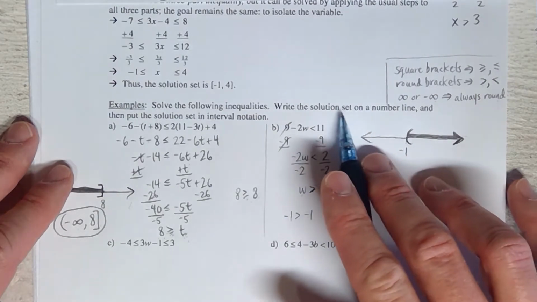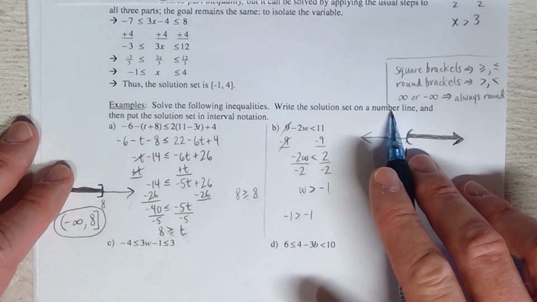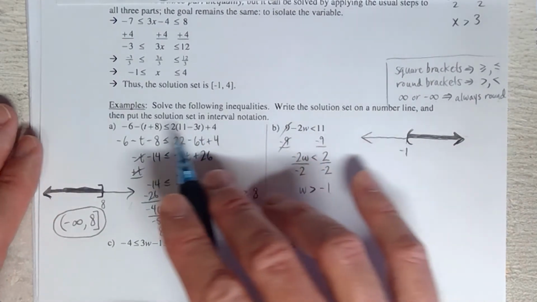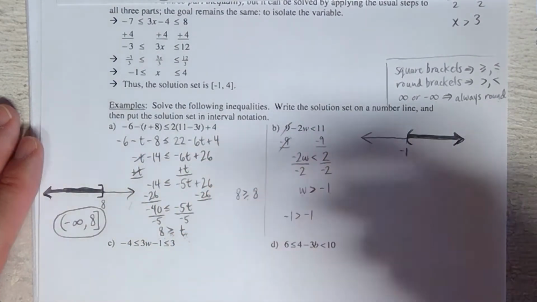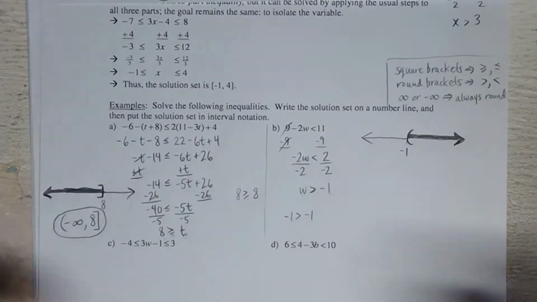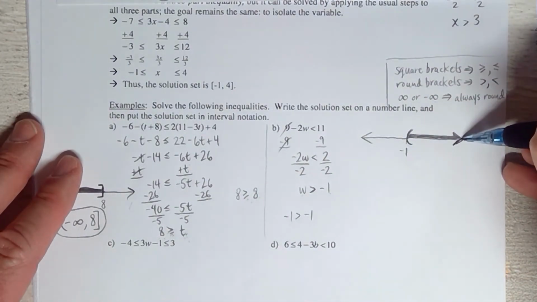The graphing on the number line part, where it says write the solution set on a number line, means to graph it on the number line. And then put the solution set in interval notation. Remember, again, the interval notation means what? It means leftmost point, rightmost point.